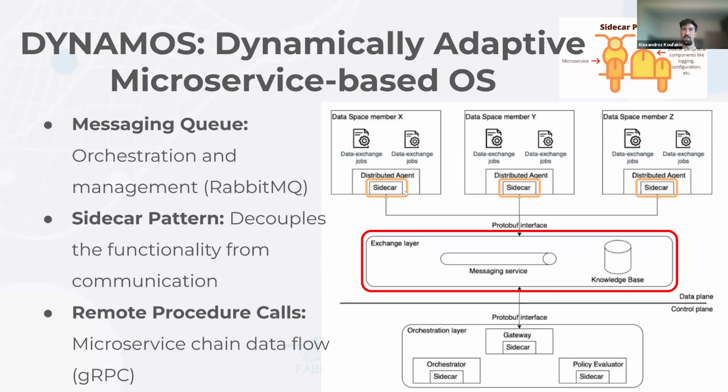Also, each agent, each service, microservice has a sidecar attached to it. And the idea here is that it can decouple the actual execution and the actual functionality of the microservice from the communication. So the sidecar is responsible for the communication between the system. So the main microservice does not care essentially about the communication. And the communication between the microservices is done through the gRPC protocol, remote procedure calls, because they are both lightweight and fast.